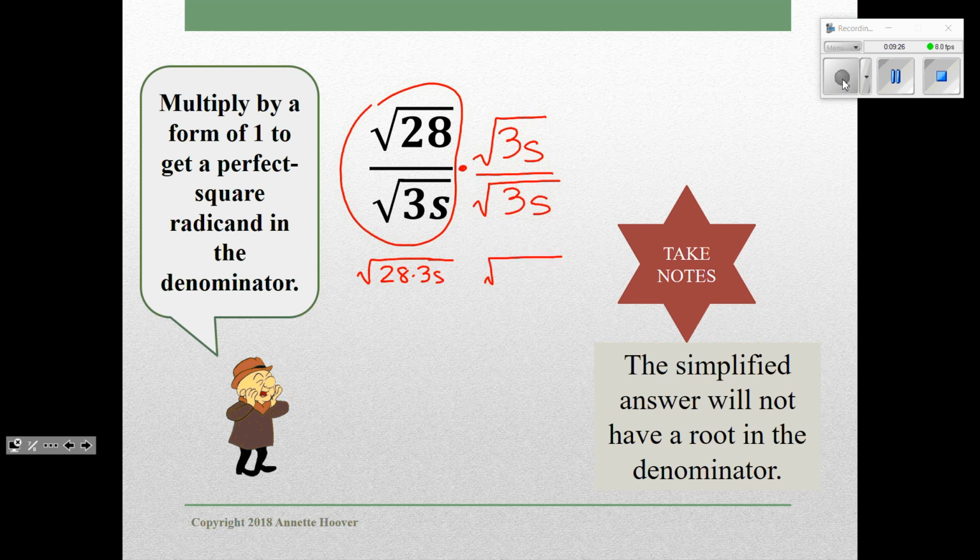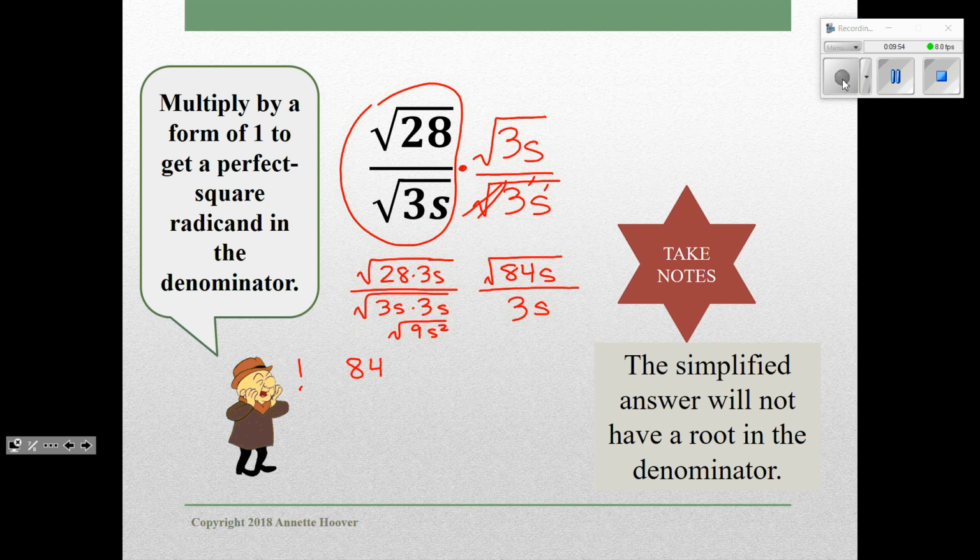That would be the square root of 84s. On the bottom, we have the square root of 3s times 3s, and that would just be the square root of 9s squared, which of course, when you take the square root of it, is just going to be that without the radical sign, so we just have 3s on the bottom. Now 84, can we simplify 84 any? Let's think of factor pairs for 84.